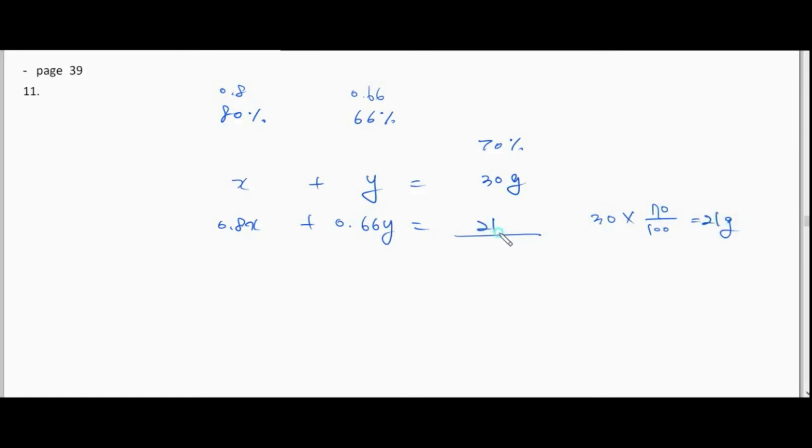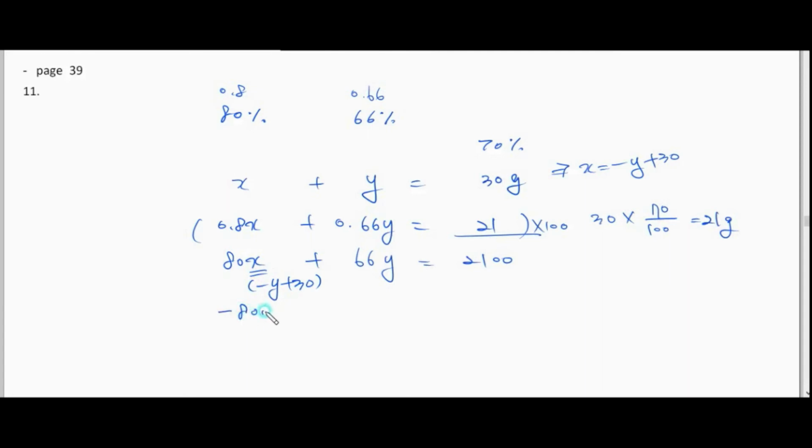So this is 21. So we'll solve this using simultaneous equations. But first, let's change this a bit. Let's multiply 100 to both sides. Then 80x plus 66y, that equals 2100. And then let's go over the first one. X equals negative y plus 30. So this is negative y plus 30.